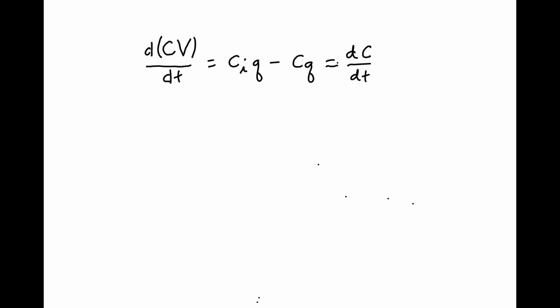The easiest thing we can do with this model is to ask what happens at steady state, when the concentration is no longer changing. This is effectively what would happen over a very long period of time, essentially infinite time, given the assumptions we've made about the model and that nothing else changes. At steady state, dC/dt equals 0, and therefore the thing we've written, CiQ minus CQ, is also equal to 0 at steady state. We can solve for C, which is what we're ultimately interested in.